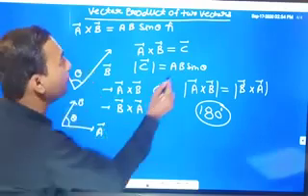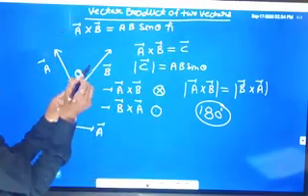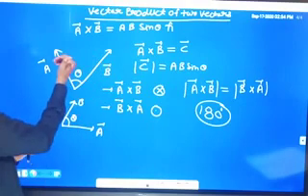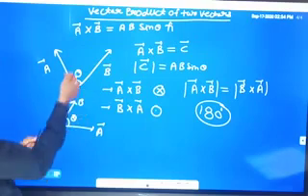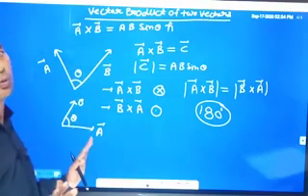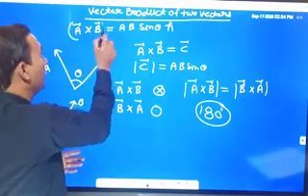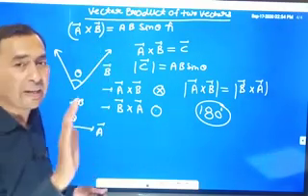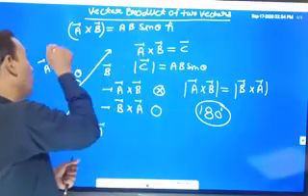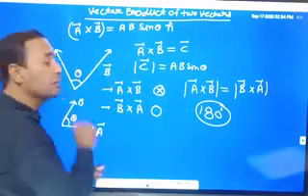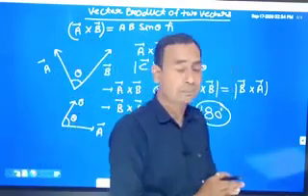बट जो n cap आपको मिलेगा, this n cap is perpendicular to B and perpendicular to A. जो हमें n cap मिलेगा वो A के भी perpendicular होगा और B के भी perpendicular होगा. तो सो द डायरेक्शन ऑफ वेक्टर A cross B vector is given by right hand rule and this vector is perpendicular to A vector as well as B vector. All things are written in your notes.